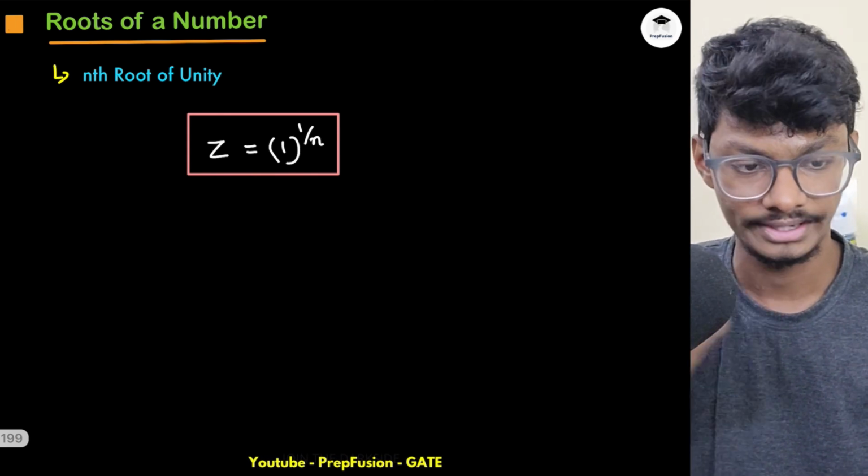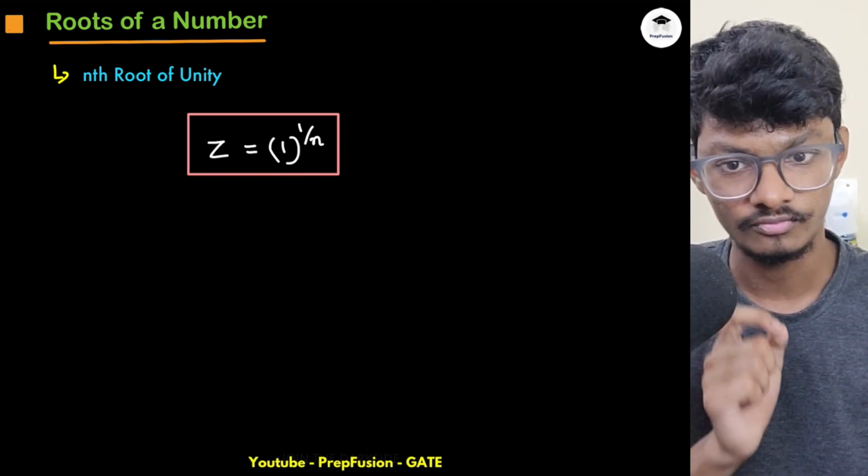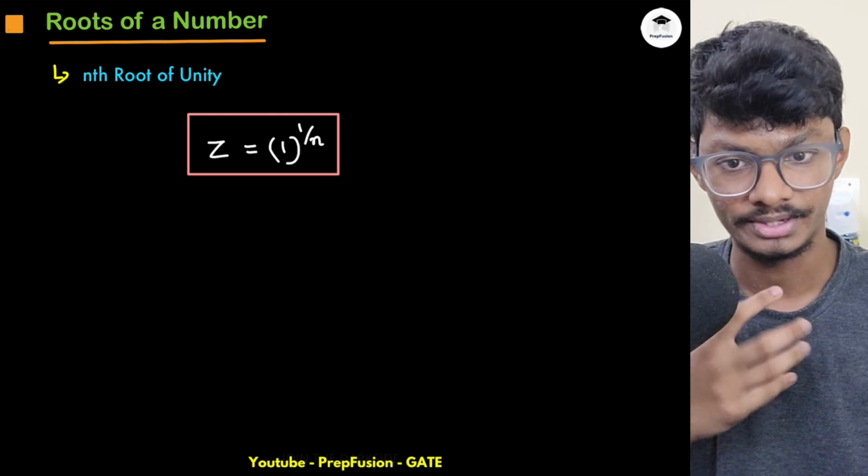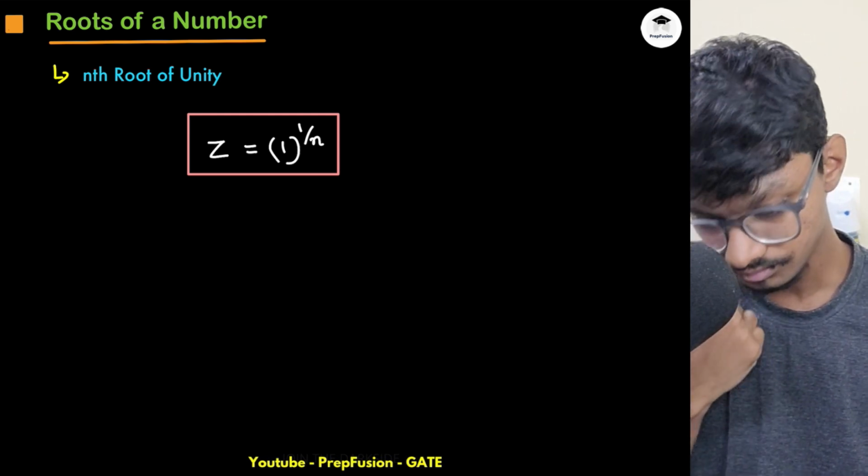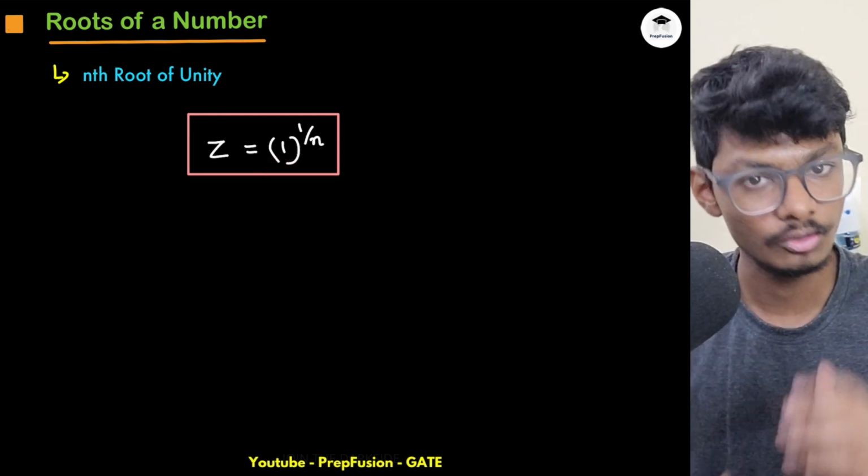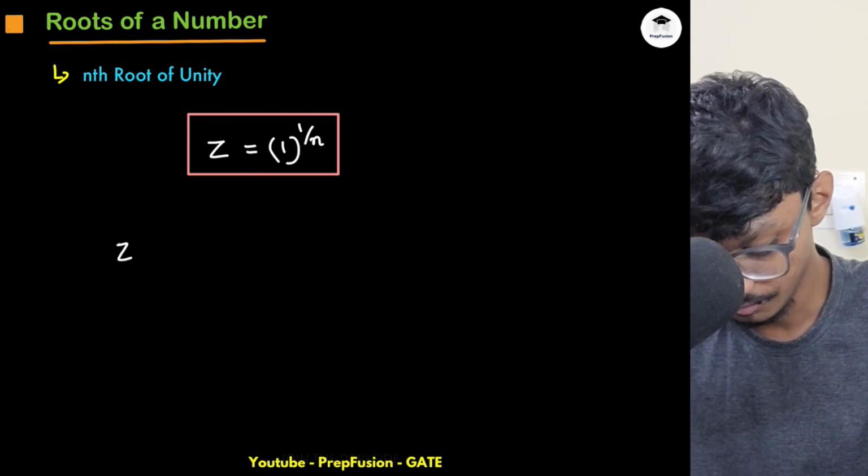So now we'll go to the next topic, that is the nth root of unity. There are a few properties about the nth root of unity. So what will be the nth root? Basically there will be n roots this time. Again, I will follow the same process.